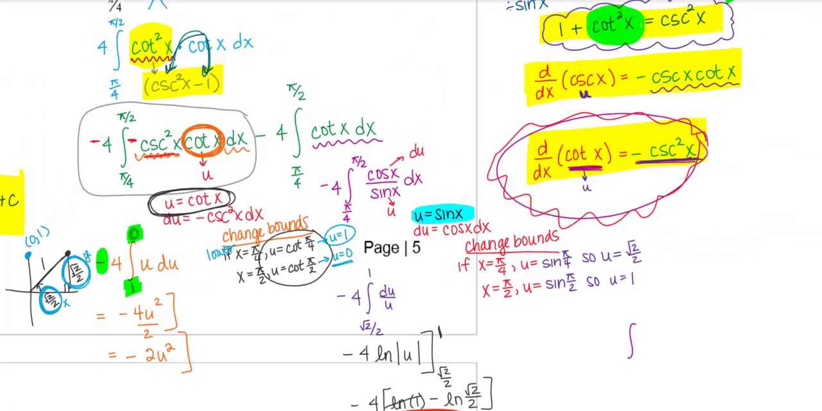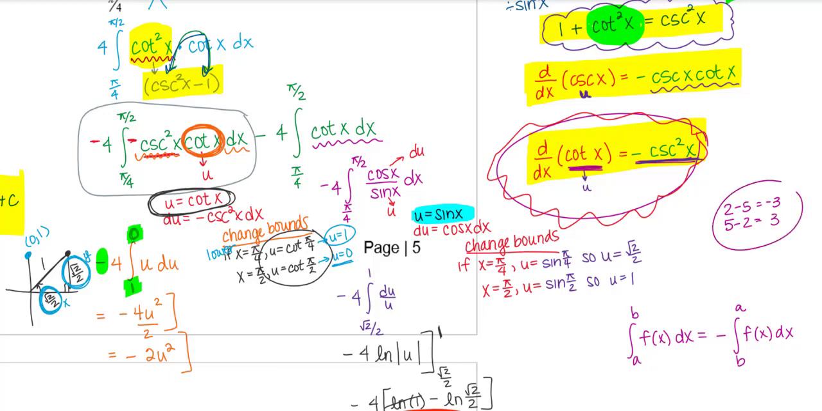If you have an antiderivative of a function from a to b, this is the same thing as the opposite of the same antiderivative from b to a. Because again, it's kind of like saying 2 minus 5 instead of 5 minus 2. They're just opposites. The first one's -3. The second one's +3. So that's why that works.